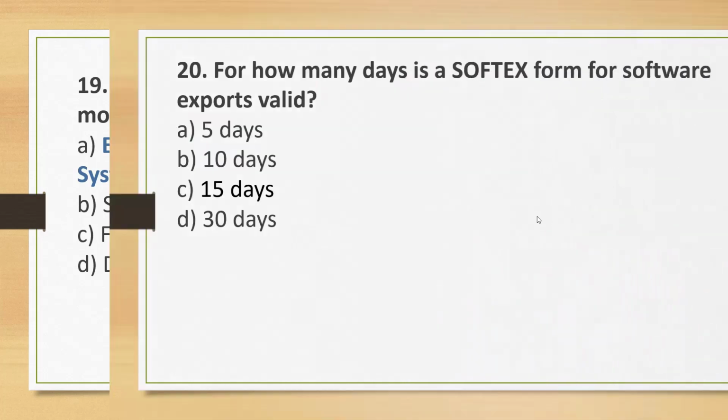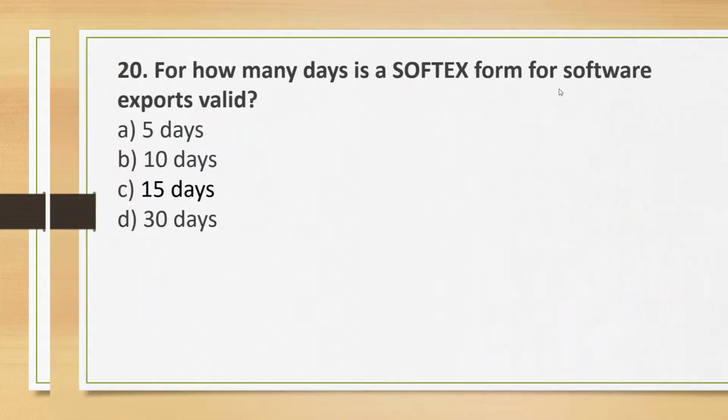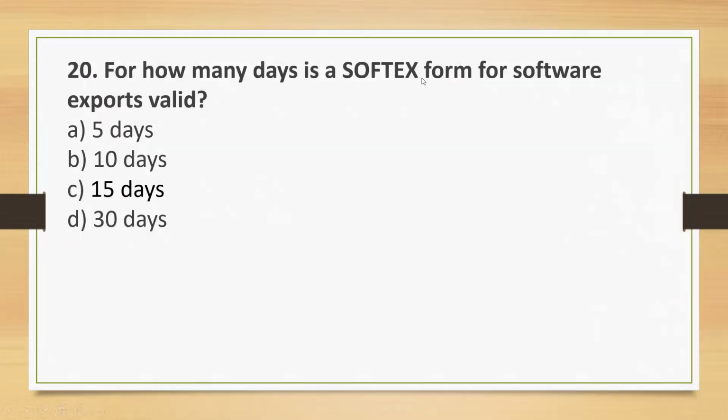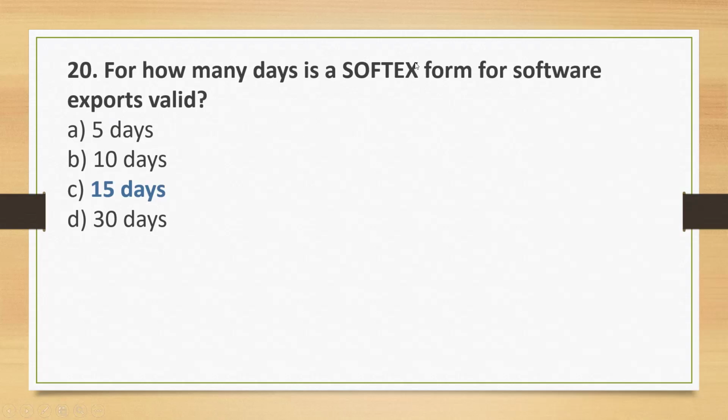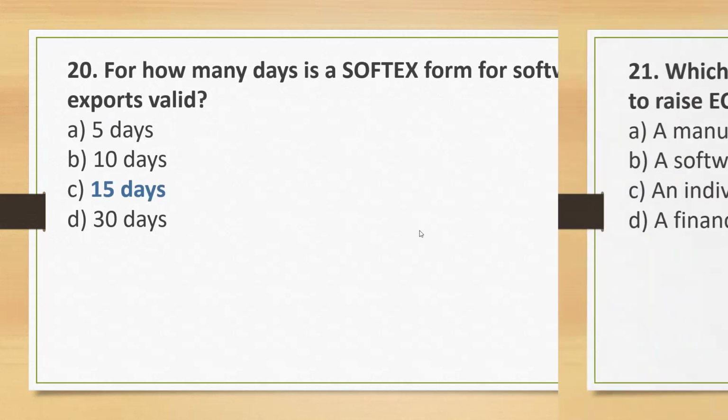Let's see question number 20. For how many days is a Softex form for software export valid? 5 days, 10 days, 15 days, 30 days. Let's see the right answer. The right answer is 15 days. So this form is valid for 15 days. Within 15 days, the export has to be completed.